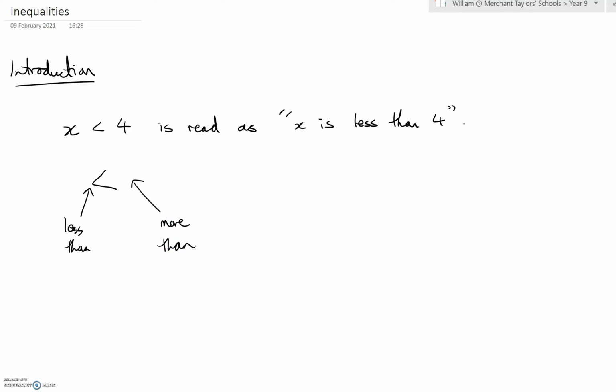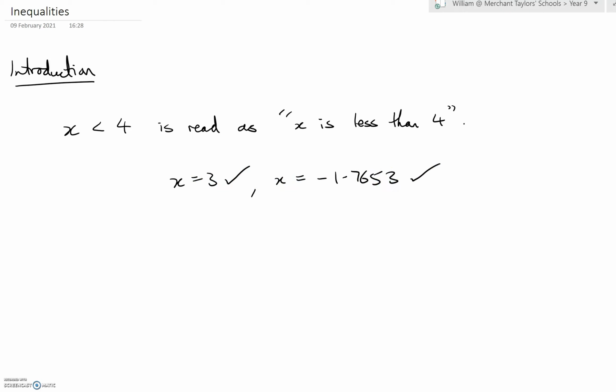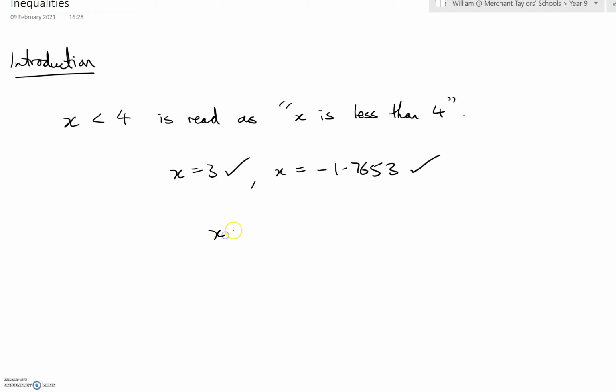So x less than 4, we write like this, and this means that x can be any value less than 4. So here we could have x being equal to 3, that would satisfy this, x being equal to minus 1.7653, whatever, that would satisfy it, still less than 4. But x equals 4.1, couldn't have that because it's bigger than 4. Or x equals 4, I couldn't have this because this is strictly less than 4. So anything that is smaller than 4.